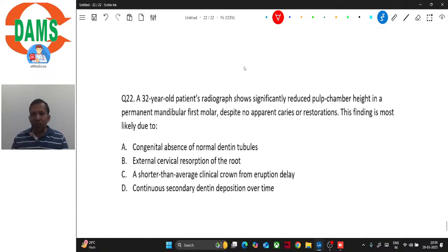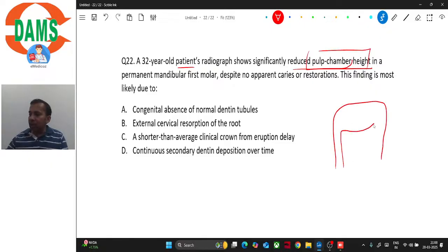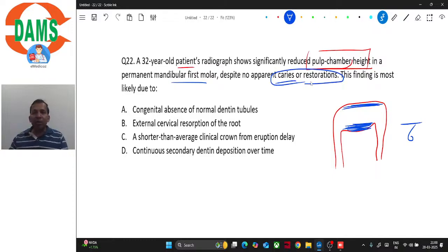So let's go to the next question, this is the last question, question number 22. A 32-year-old patient's radiograph shows significantly reduced pulp chamber height. So the pulp chamber height is reduced. So maybe initially the pulp chamber was large, but gradually its height was reduced in a permanent mandibular first molar. So this is the permanent mandibular first molar. Despite no apparent caries or restorations. So there are no caries, there is no restoration.